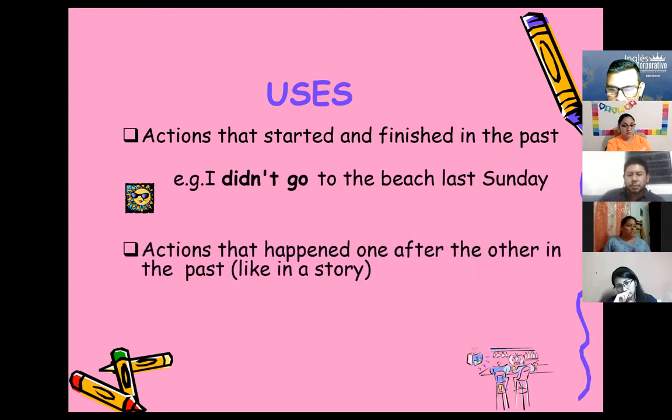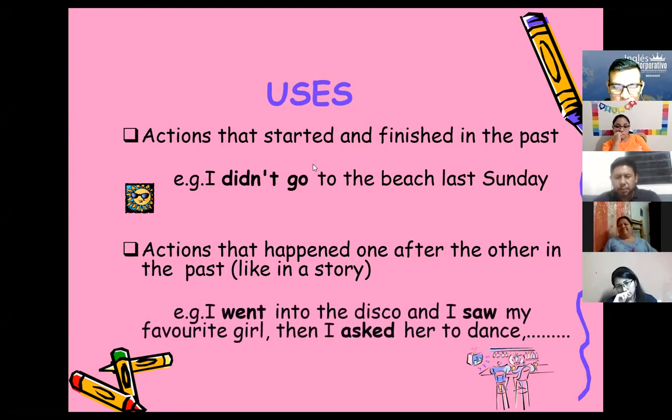Action that happened one after the other in the past. Una acción que sucede una tras otra, pero en el pasado, como una historia. For example, I went into the disco and I saw my favorite girl, then I asked her to dance. Como pueden ver, son diferentes acciones que ocurrieron en el pasado. I went into the disco, I saw my favorite girl, then I asked her to dance.